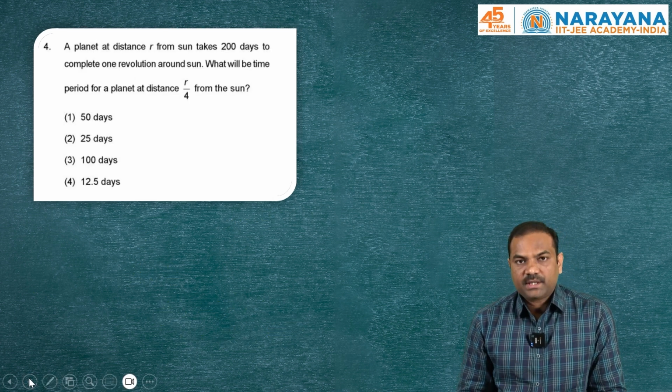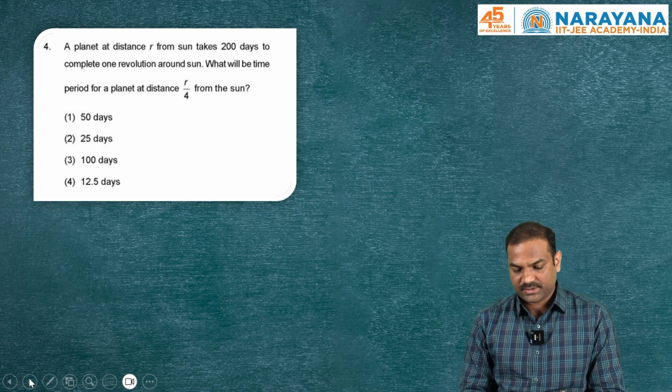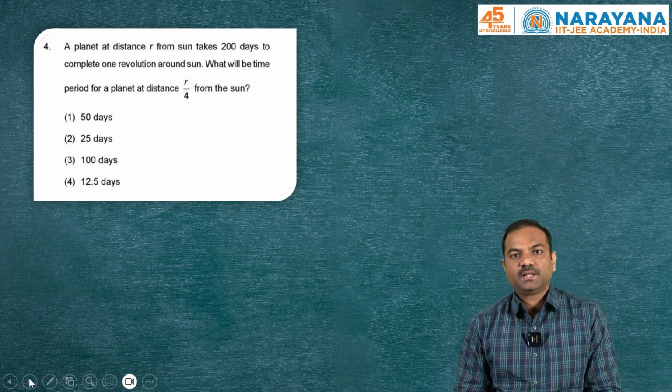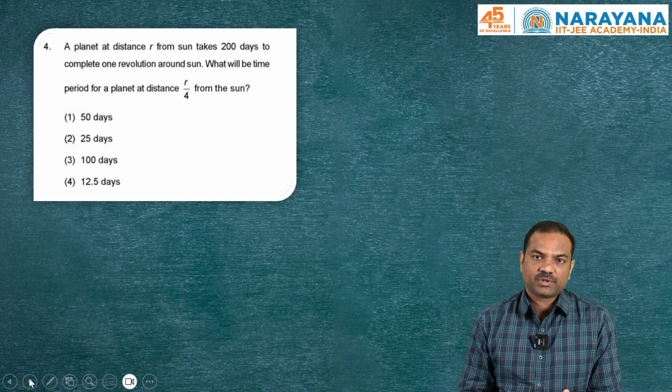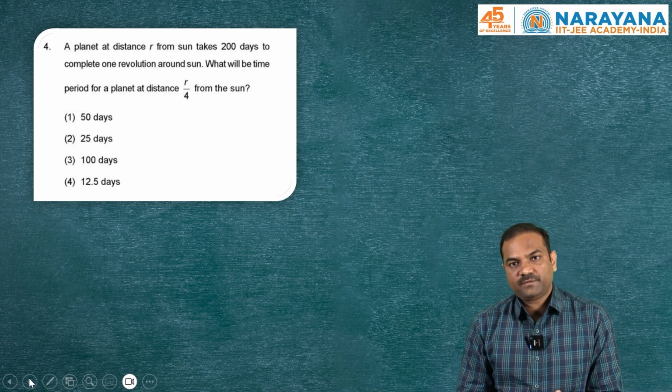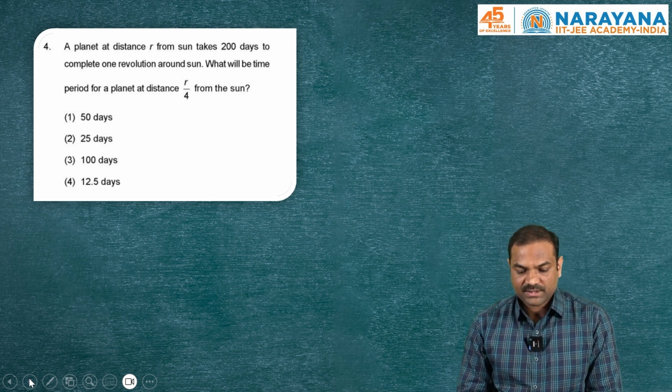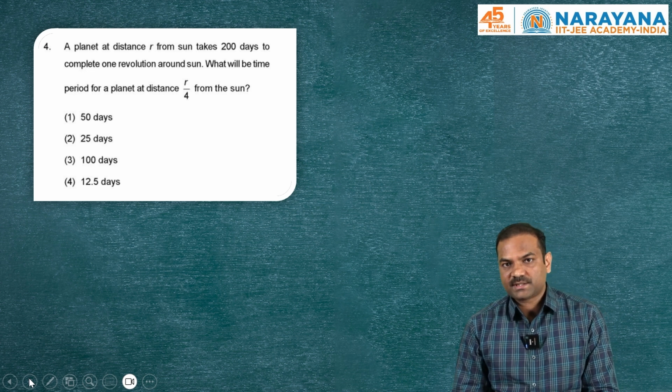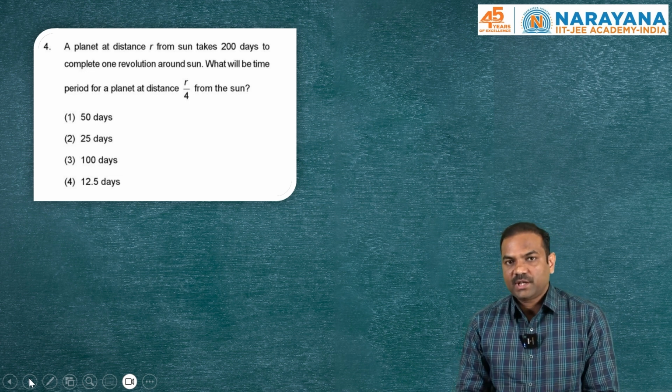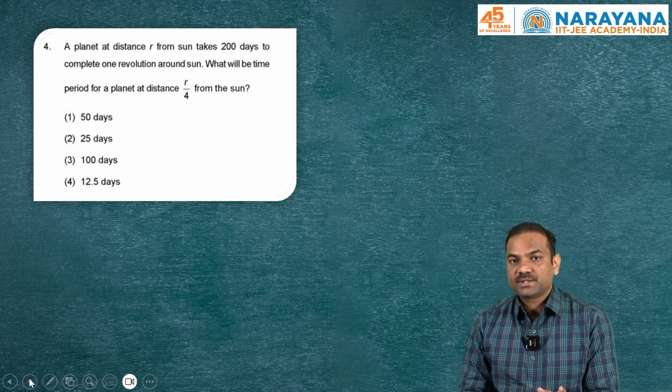This question is purely related to Kepler's laws. Based on the third law, the square of the time period is proportional to the cube of the distance of the planet from the sun. They have already given one time period, which is 200 days. Completing one revolution is nothing but a time period, 200 days, and the distance is given as r. Next we require the time period for a distance of r by 4.